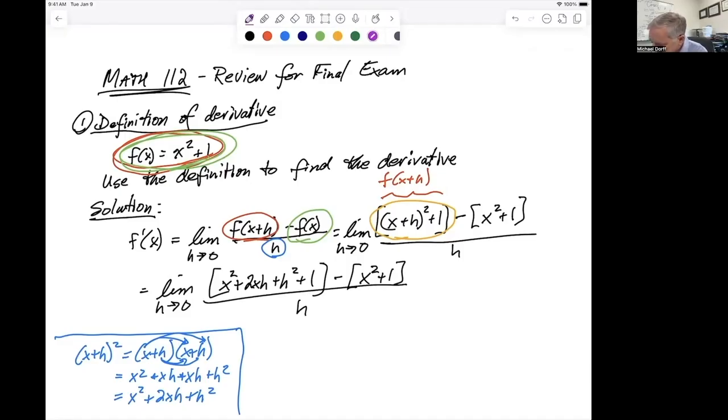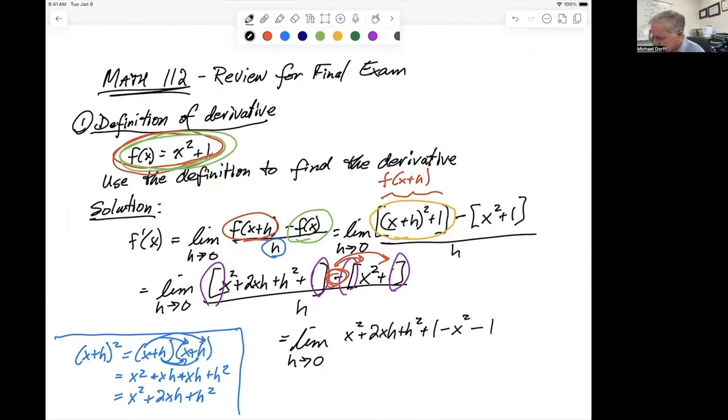Notice that I am using the square brackets here because I want to keep them separated, because in the middle there, I've got a minus. And I need to remember to distribute that to both terms here. So when I write that out, I'm going to have the limit as h goes to 0 of x squared plus 2xh plus h squared plus 1. And then I have a minus x squared and minus 1 there, right?